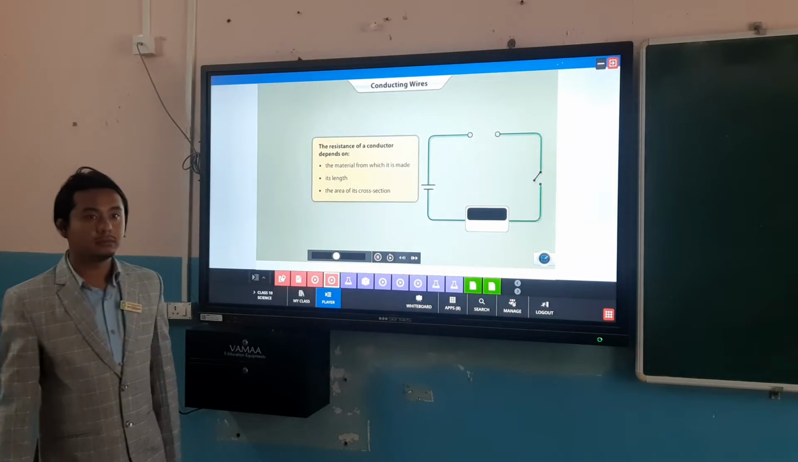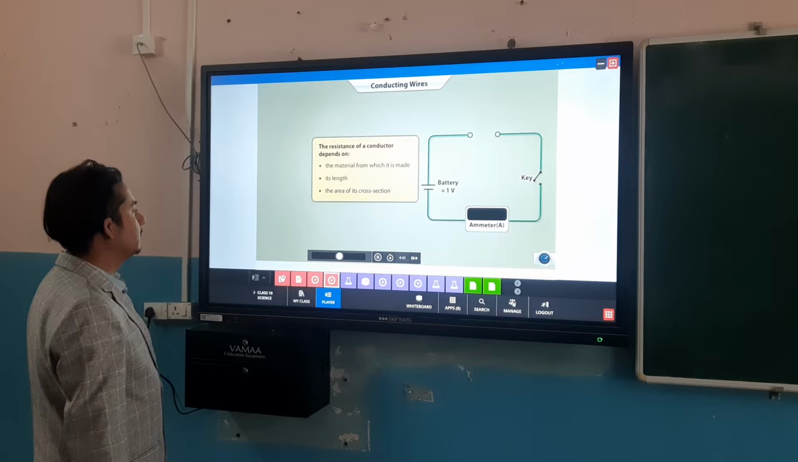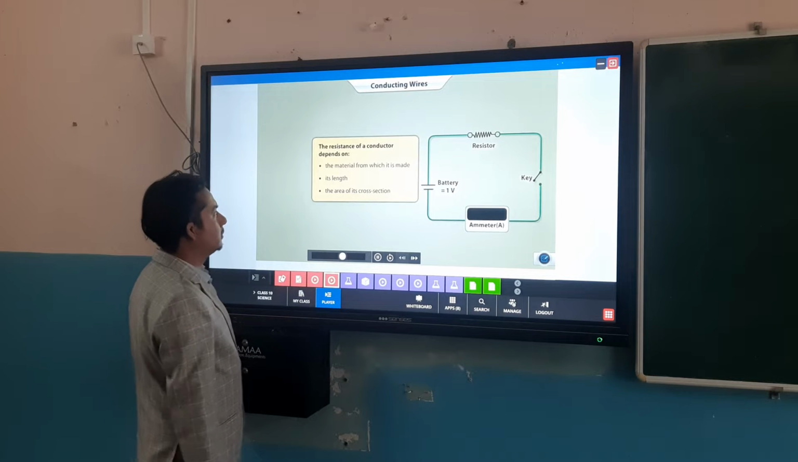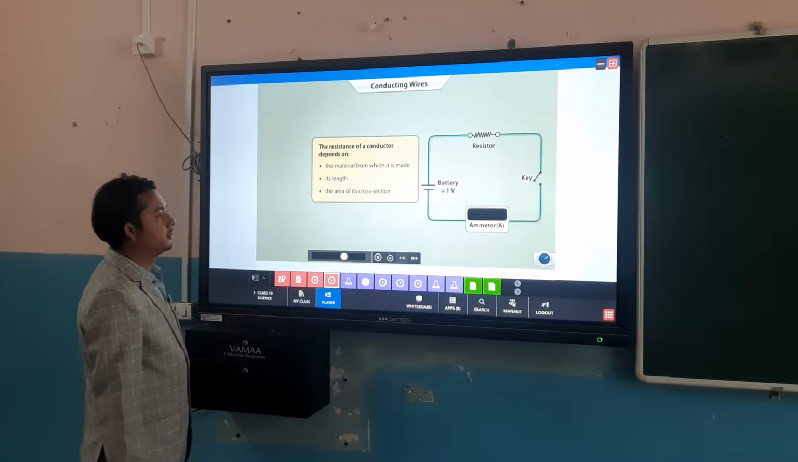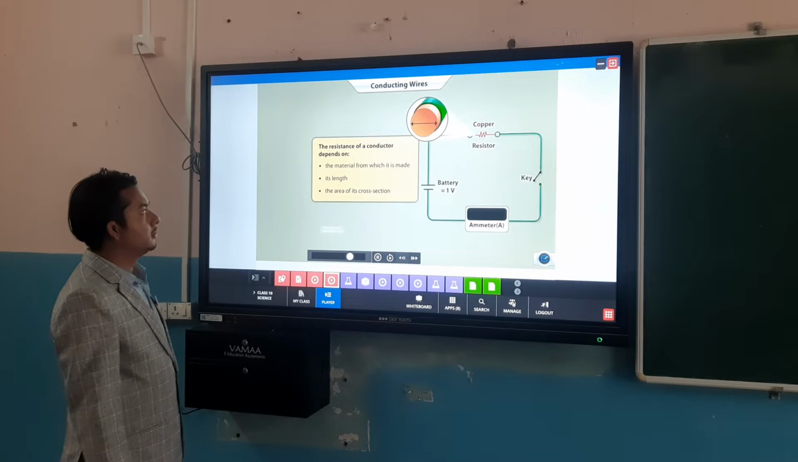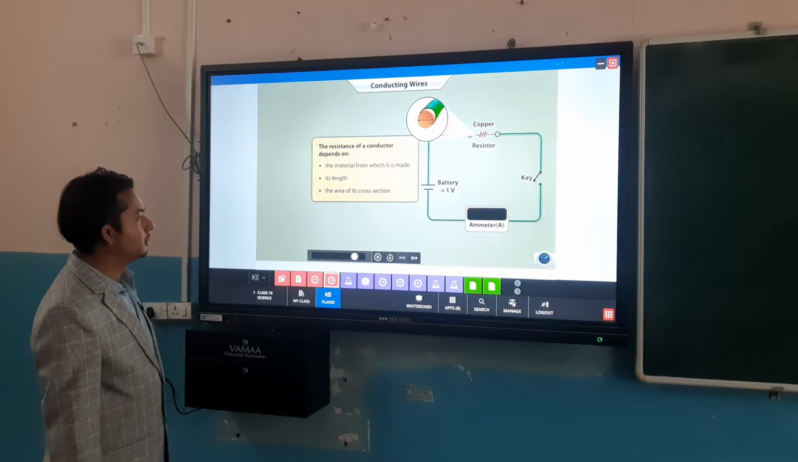Here's a basic circuit with a battery, a key, an ammeter, and a resistor, that is a wire. You can change the material, the length, and the diameter, that is the area of the cross-section of the wire, and see how its resistance changes.